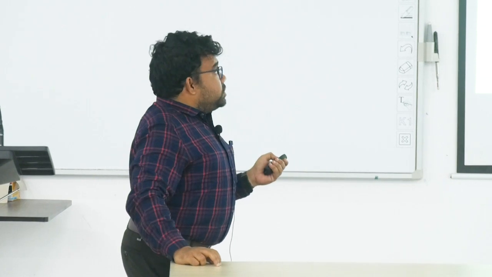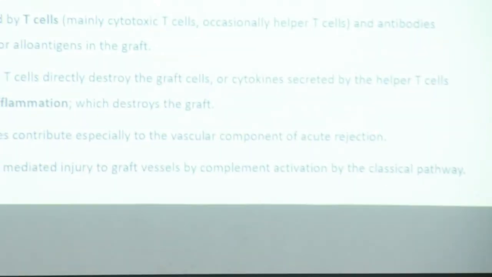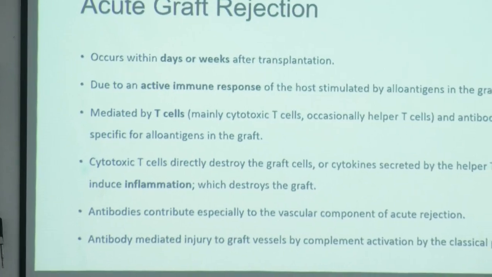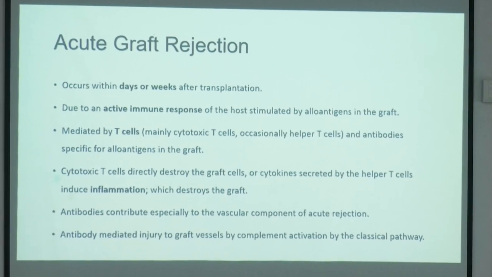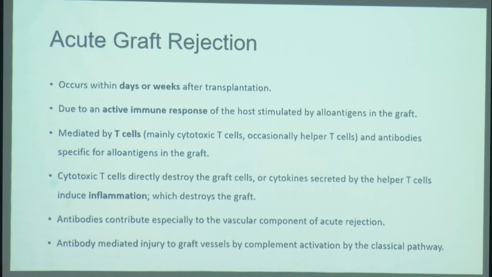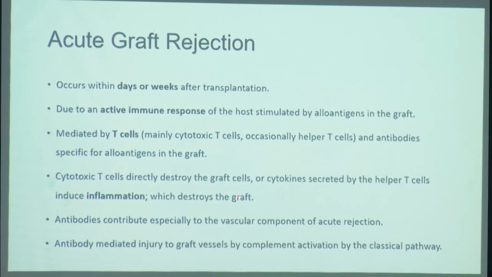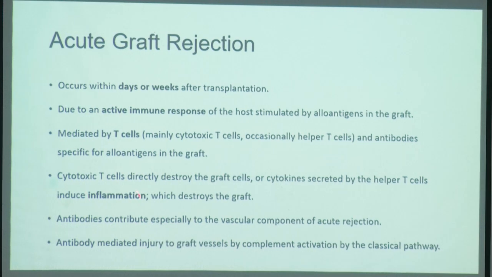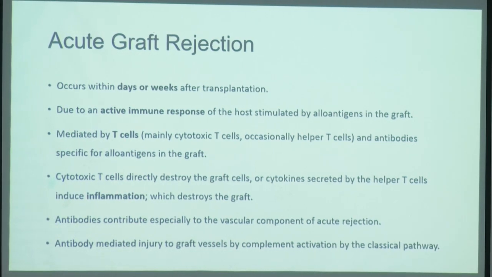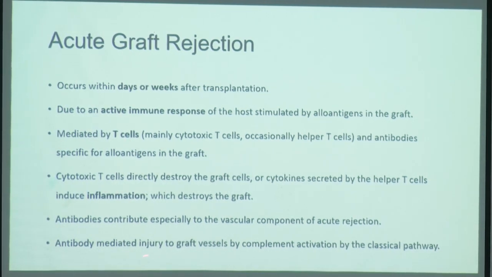What is acute rejection? Acute rejection occurs in days and weeks. It is due to the active immune response mediated by the T cells and it is antibody dependent. The T cells will be cytotoxic and will induce inflammation. Also, antibody mediated complement activation will be done by the classical pathway. You have studied the complement system?